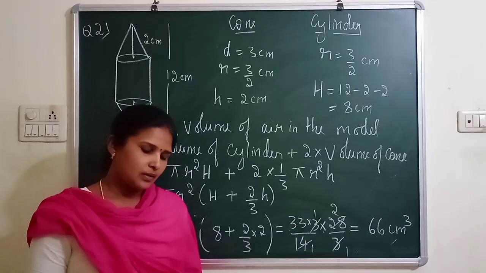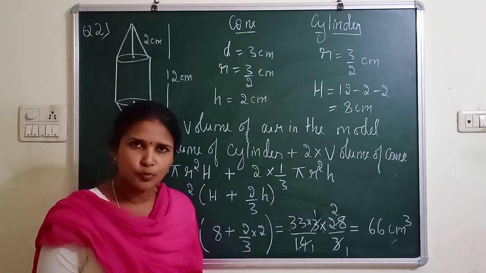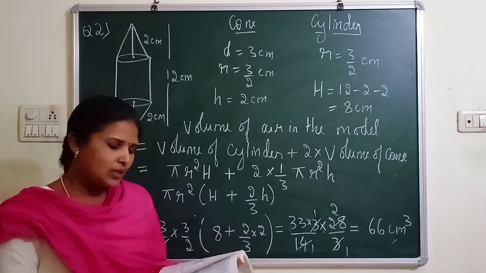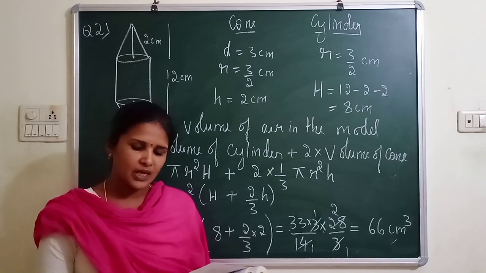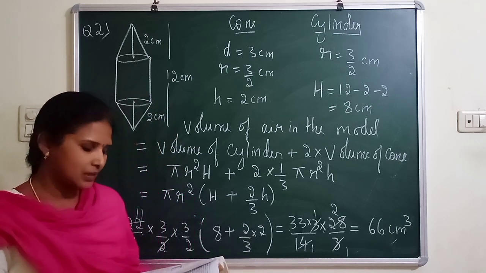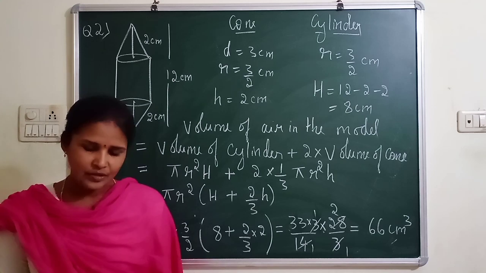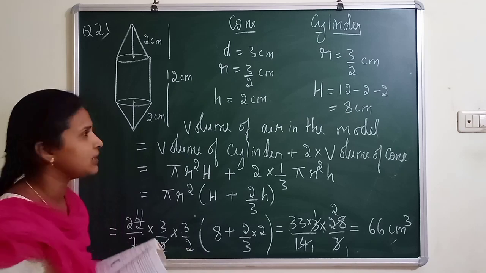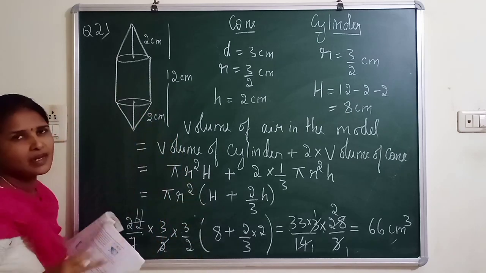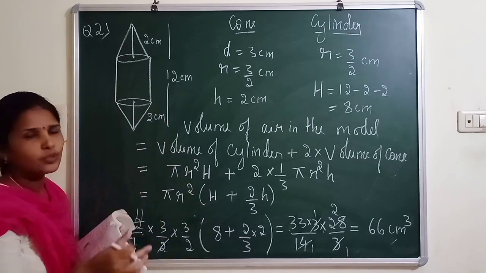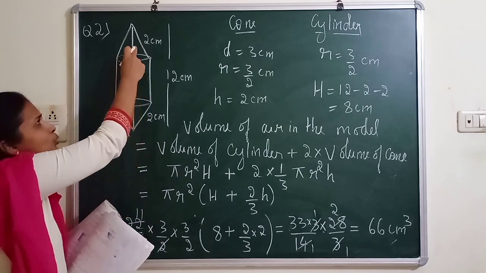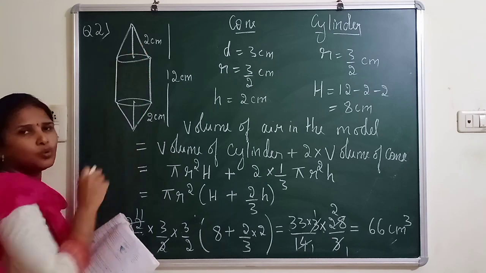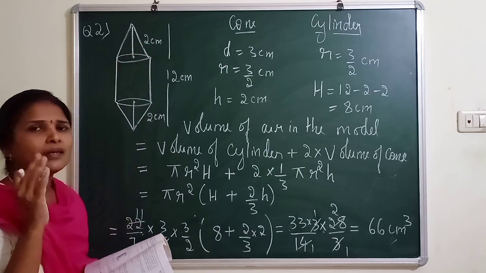Now let us start the next question, that is exercise 13.2, question number 2. Given: Rachel, an engineering student, was asked to make a model shaped like a cylinder with two cones attached at its two ends by using a thin aluminium sheet. So this is a model made by an engineering student where he used one cylinder and two cones on either side, and the radius of the cylinder and the cone are both the same. So this is the model he has done.